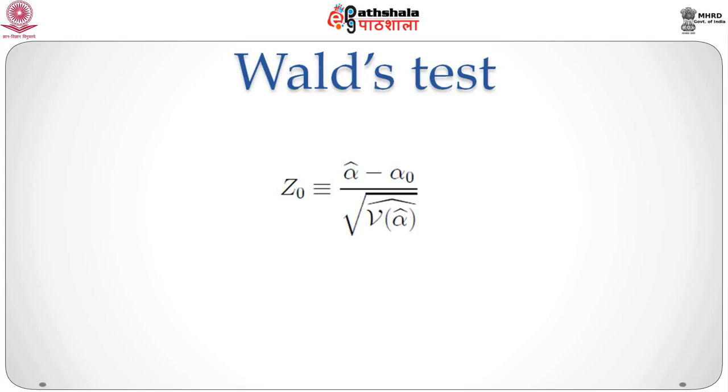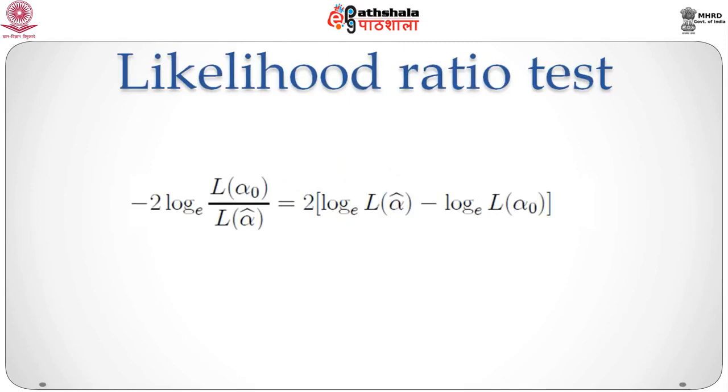The statistic Z follows a normal distribution with mean 0 and variance 1 under the null hypothesis alpha equal to alpha naught. A second option is the likelihood ratio test, and this is given by minus twice log of L alpha naught by L alpha hat, equal to twice of log L alpha hat minus log L alpha naught. For the case where alpha is a scalar valued parameter, we know that this will follow a chi-square distribution under H naught with 1 degree of freedom, and hence can be used to test the hypothesis alpha equal to alpha naught.